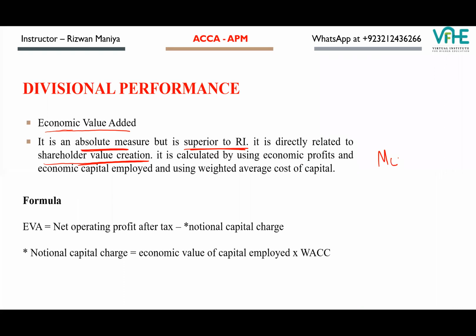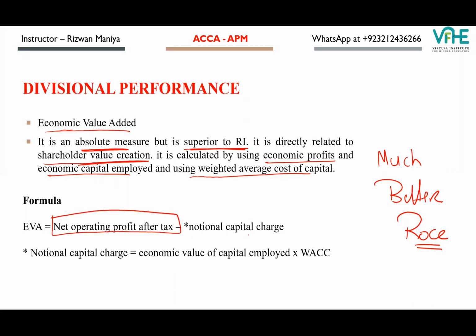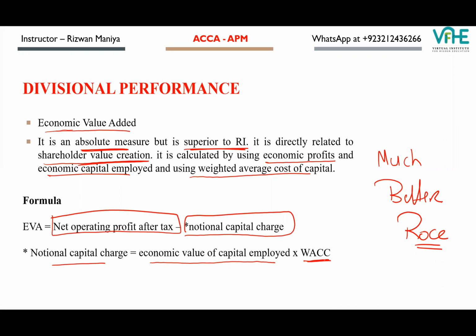Much, much better than return on capital employed. Much better than ROCE. It is calculated by using economic profits and economic capital employed using the weighted average cost of capital. The formula of EVA is net operating profit after tax minus notional capital charge. The notional charge is something you work out using the economic value of capital employed times WACC. So my friends, there are two approaches to work out EVA. Number one, you can start from profit after tax, or you can start from operating profits.